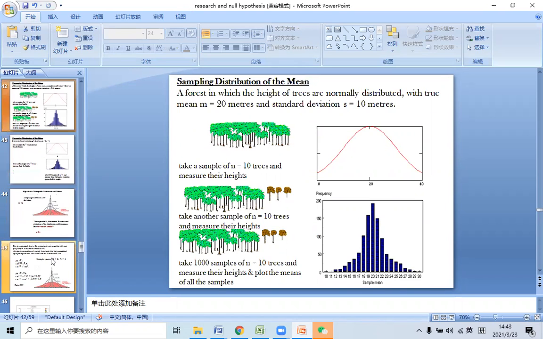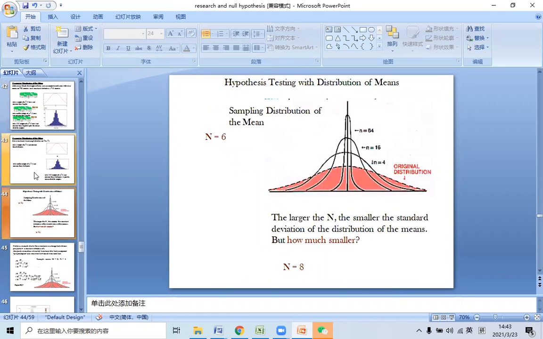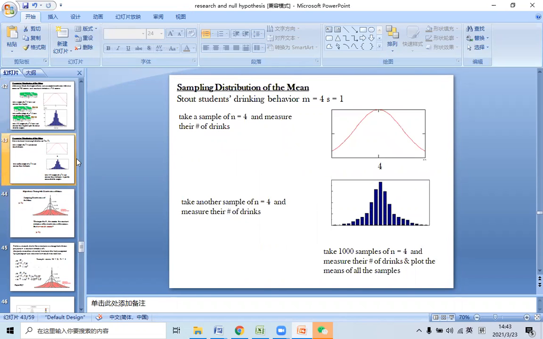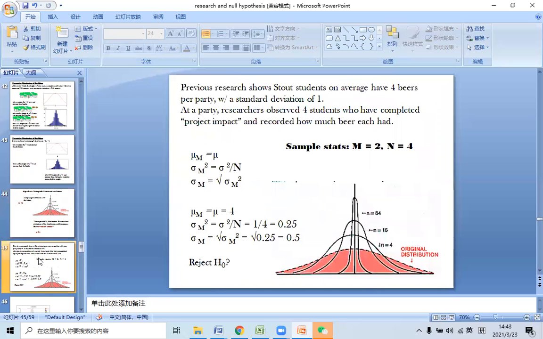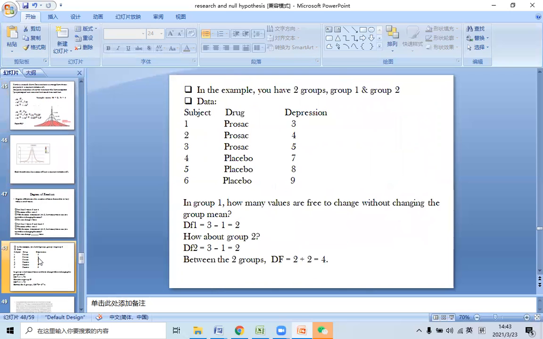This is how you do the hypothesis testing, and it's very much based on the normal distribution. The normal distribution is very useful for your hypothesis testing. And you know, the normal distributions are different according to the sample size. As the sample size increases, the standard deviation gets reduced, gets smaller. Let's see.